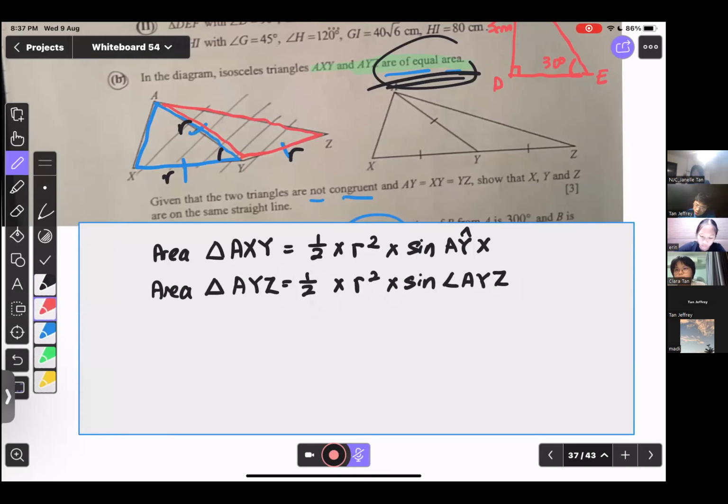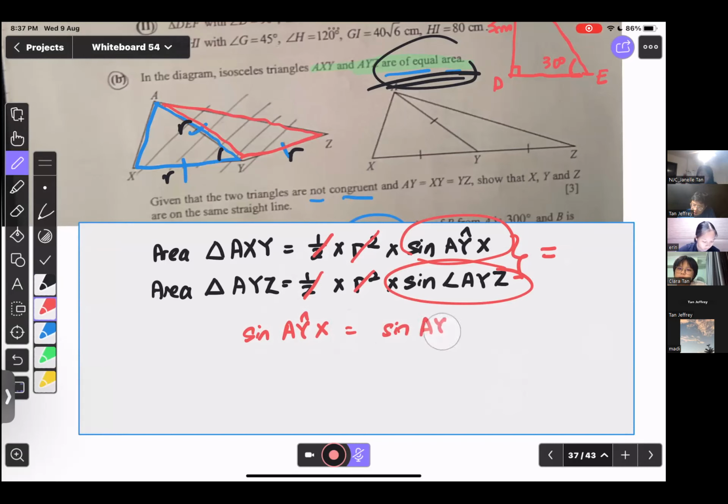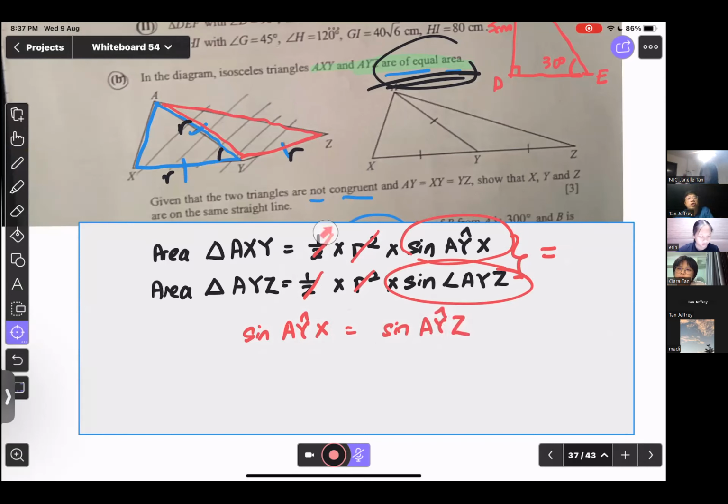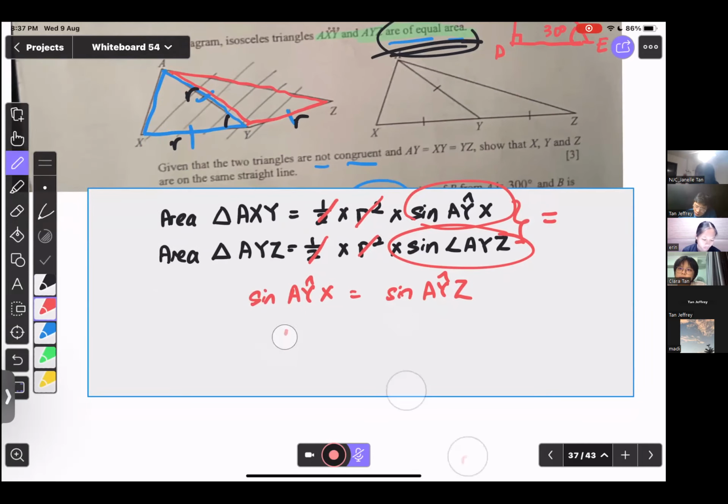What does it mean? It means that these two are equal. If I cancel half r squared, it's telling me that sine AYX equals sine AYZ. However, they are not equal angles because the question says that the triangles are not congruent. If congruent, then it makes sense they're equal, but they are not. So AYX is not equal to AYZ.